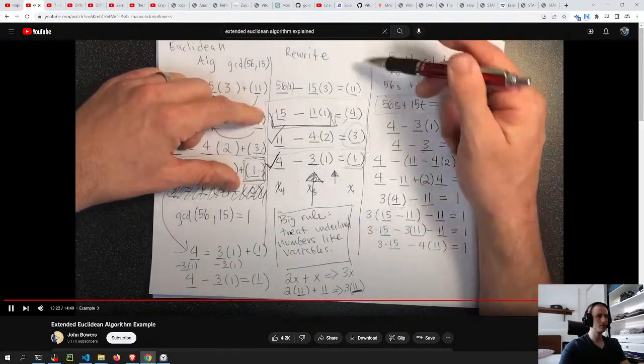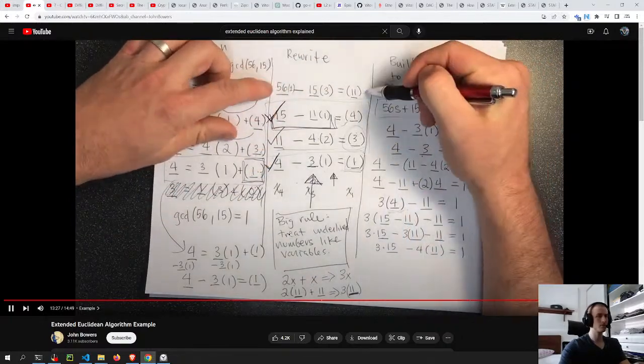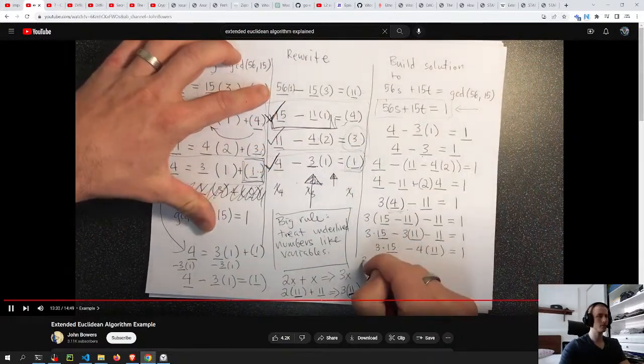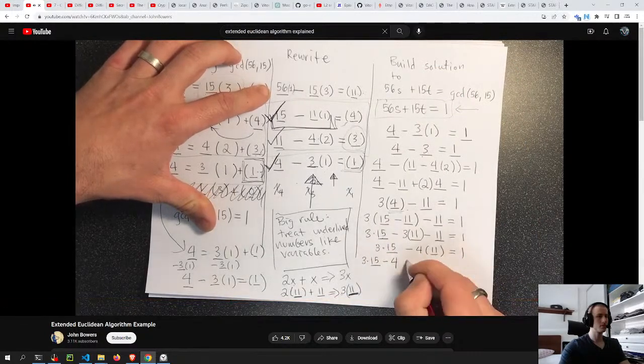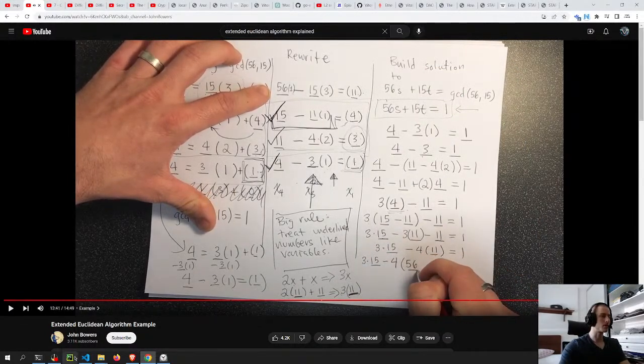And now the final step is to use, so we've used this one. So we're working our way up the chain, and now we're at the very last one. And here I have things in terms of 11, so when you plug this in, so this becomes 3 15s minus 4, and I'm substituting in for the 11, I get... I don't understand anything, to be honest.